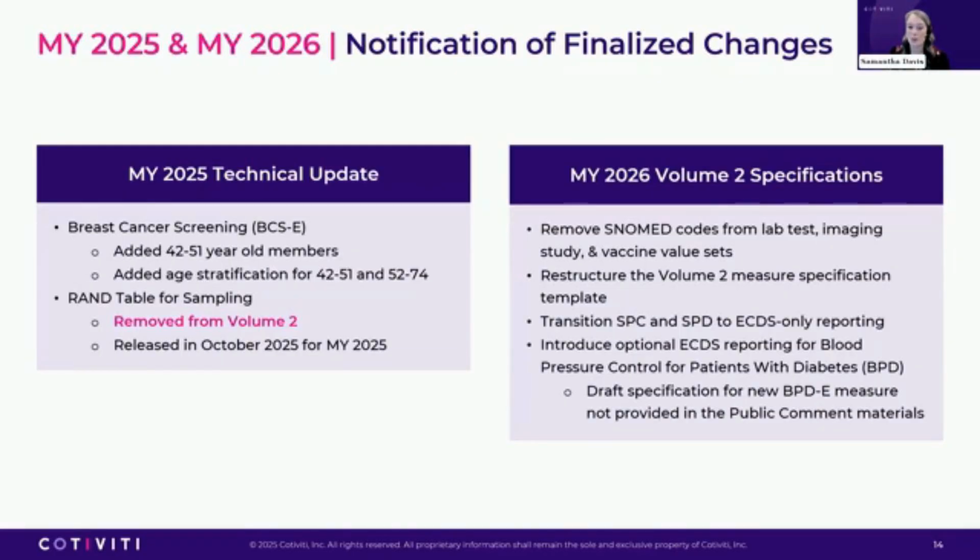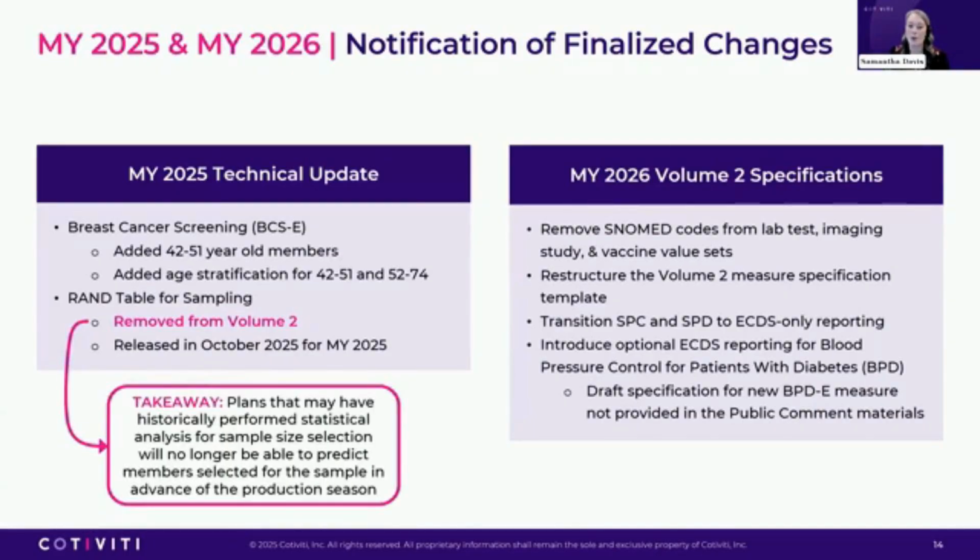NCQA is also going to be removing the RAND table for sampling from the 2025 Volume 2 specs. They will be re-releasing the RAND table in October 2025, just prior to 2025 production samples being generated. We know that some plans have historically utilized statistical analysis to select their sample sizes, but this change by NCQA will likely reduce a plan's ability to predict which members will be part of their samples in advance of the production season.